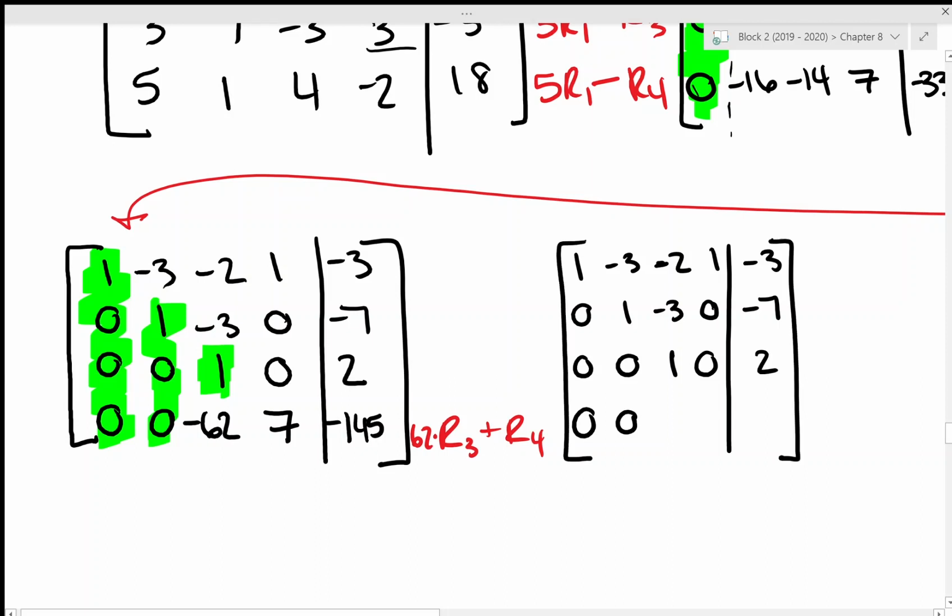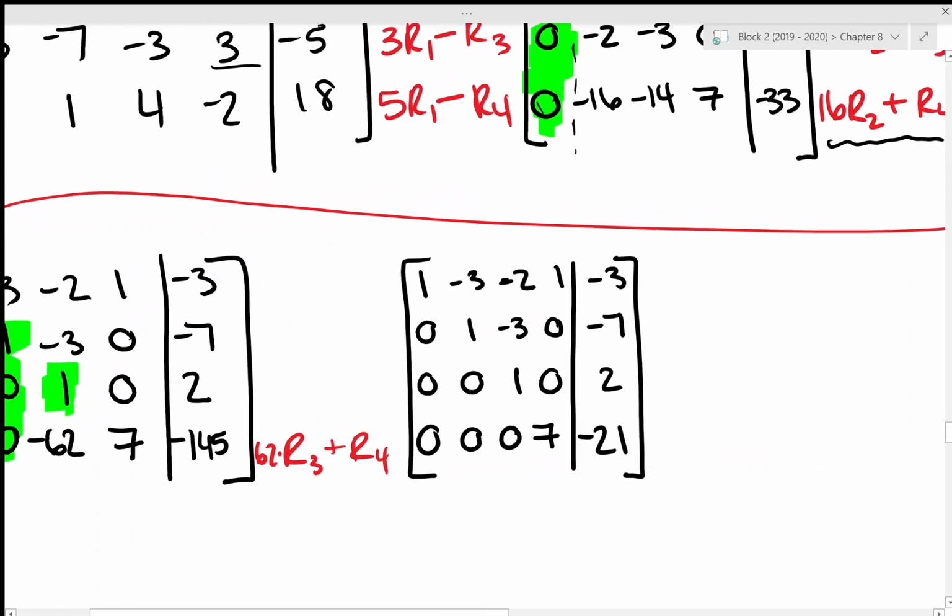62 times 1 is 62, plus negative 62 is 0. Now 62 times 0, that's 0, plus 7, you get 7. Now 2 times 62 is 124, plus negative 145, we're going to get negative 21. I'm fine if you use your calculator here. So now things look a little better. You're like, oh, the big numbers got out of the way.